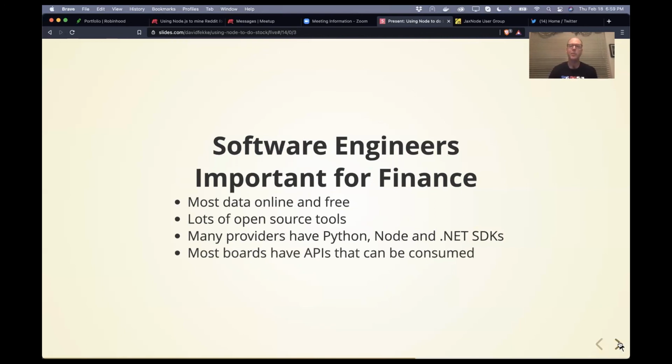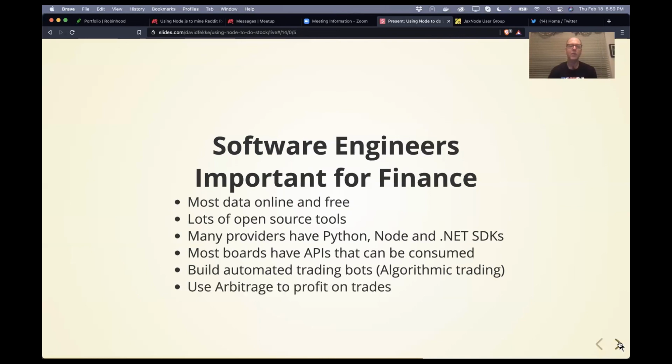A lot of the boards that people are using, like for instance WallStreetBets, there's an API you can use for accessing Reddit as an example. Some of the things we can do is build automated trading bots. There are actually platforms and SDKs for doing that. One of the strategies people are using is arbitrage to basically profit off of trades.